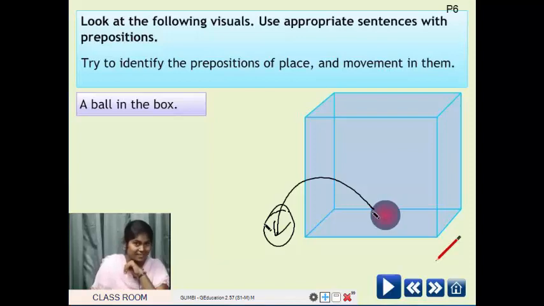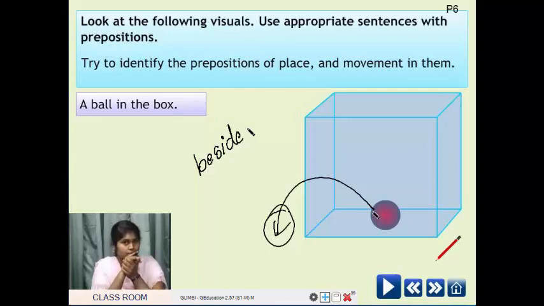Very good. Beside the box. The ball is beside the box. By the side of. Instead of saying such a long thing, you can say beside. Then what else? Ma'am, can I say it is next to the box? Yes, absolutely. You can say next to the box.